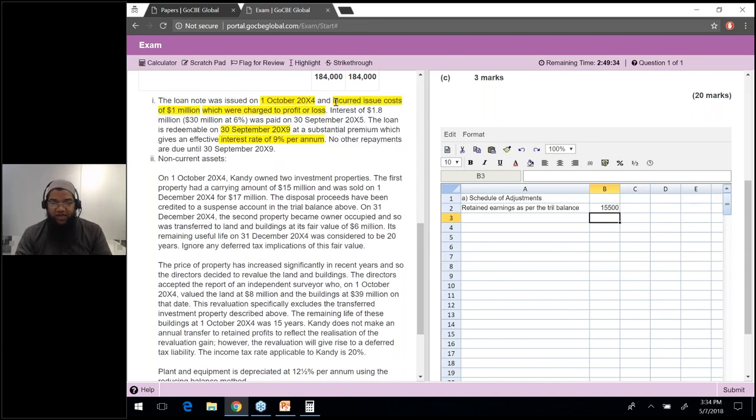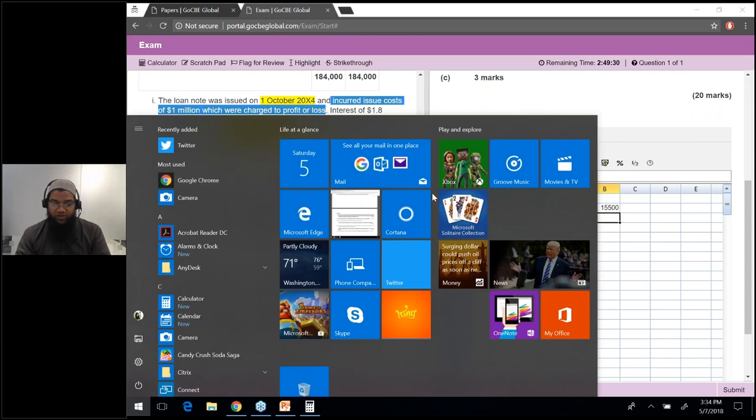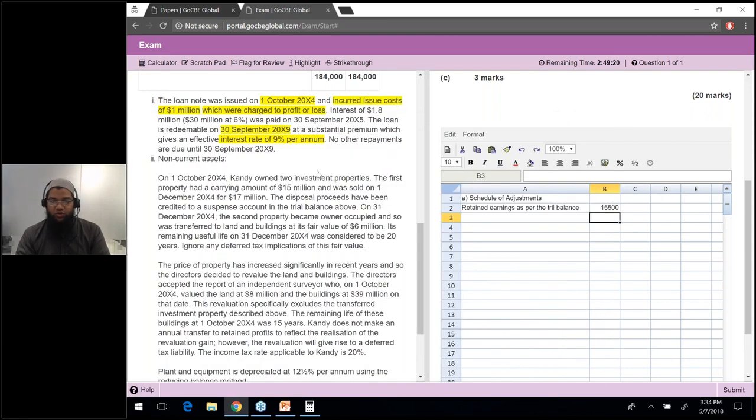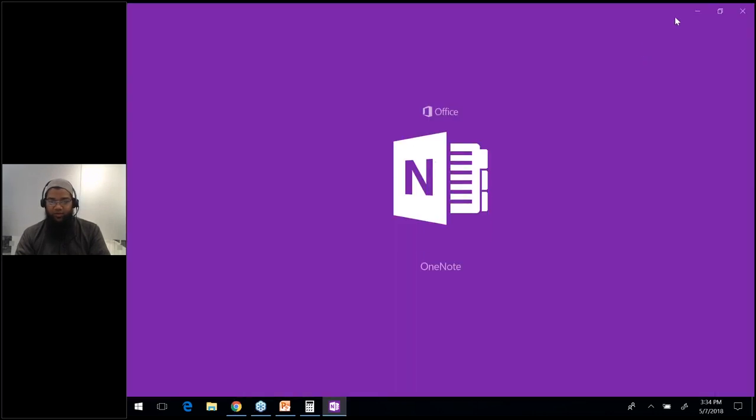Are you people aware of the accounting for the transaction cost, issue cost, or you need me to explain it once? Okay, everyone is saying explain once. Okay, let me explain. Let me open OneNote, or even I can use PowerPoint to do this.